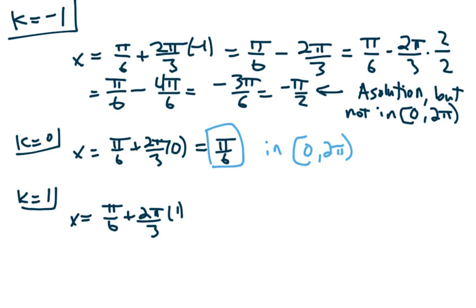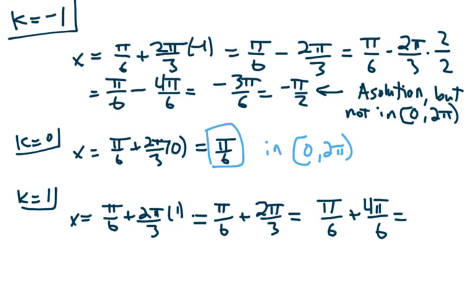K equals 1. When I plug in 1 for k, I get pi over 6 plus 2 pi over 3 times 1. Multiplying this by 1 gives you back what you started with, 2 pi over 3 plus pi over 6. Since we've already found the least common denominator, and this time we have the positive version instead of the negative version, we're not going to do all the hard work again. So we get pi over 6 plus 4 pi over 6, which is 5 pi over 6. This is also in 0 to 2 pi, so we'll put a nice little box around this one too.